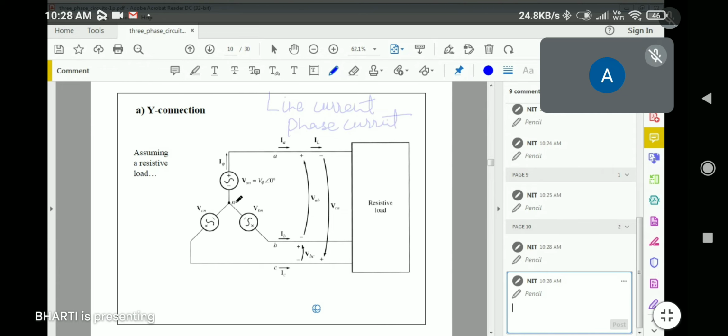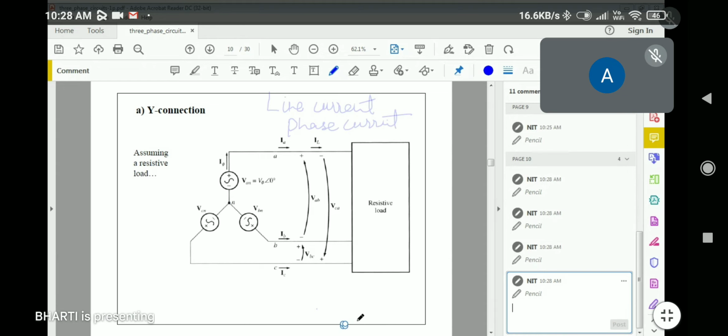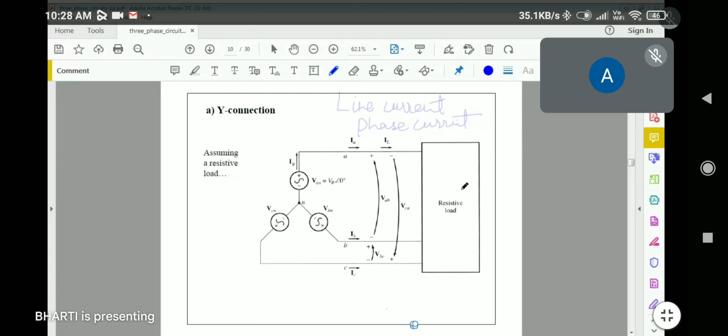Now coming to what it actually means. There are three phases, that is clear to everybody, and the point at which all of them are connecting, that is a neutral. ठीक है, ये सबको क्लियर है ना? We are saying there will be three phases and one point at which all of them will be joining, that particular point we call the neutral one. Next, this is your phase and this is your neutral. In case of star connection, the same amount of current will be coming from the line which will be going to the phase. Is it clear?